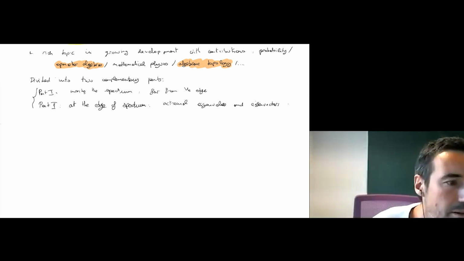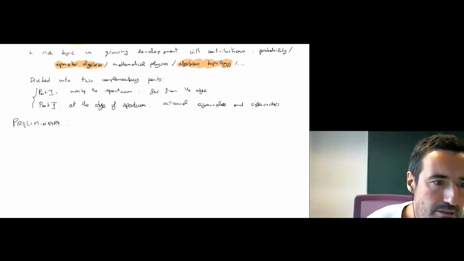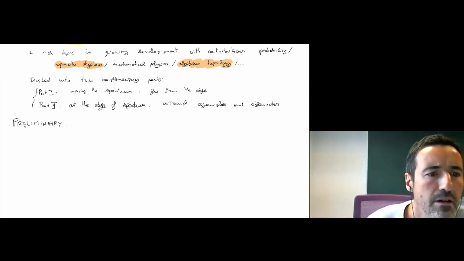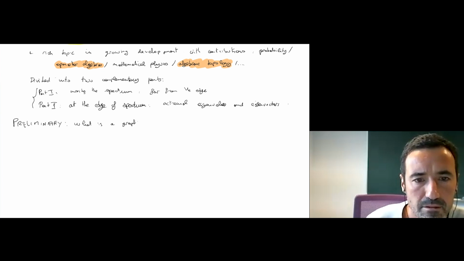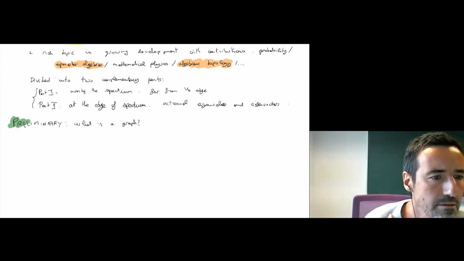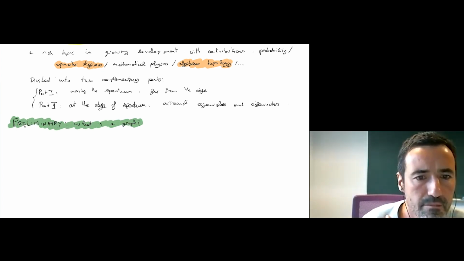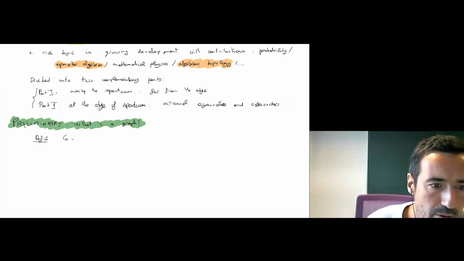I should start maybe with some preliminaries about what is a graph. So I'm trying to fix some notation on graphs. What is a graph? And at least what are the graphs which we'll be interested in this course? So the first definition, which is the usual one.